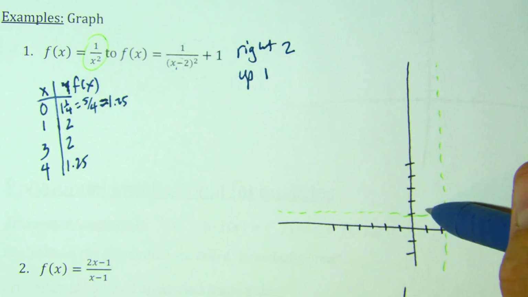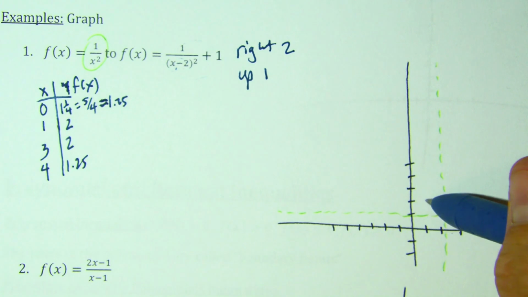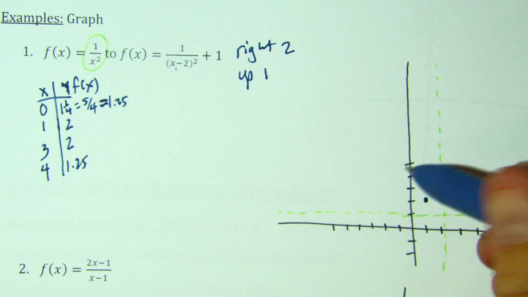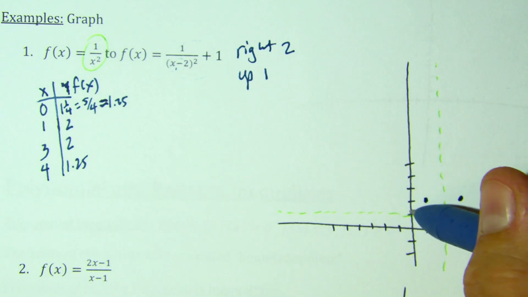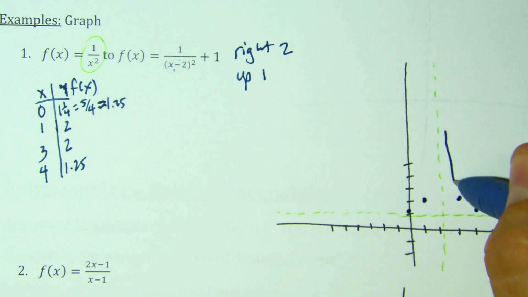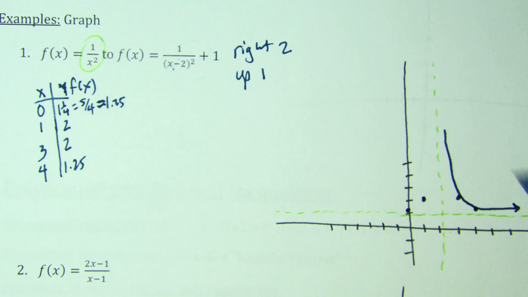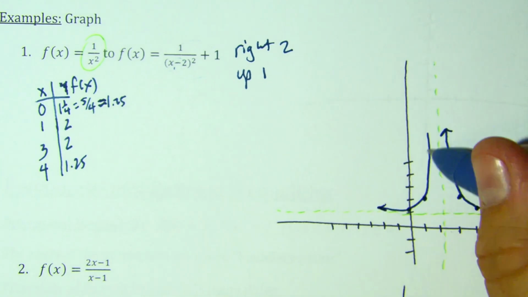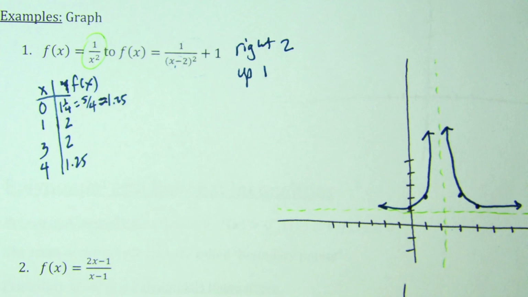At 1, we had 2. And at 3, we also had 2. And at 0, we had 1.25, so just above that asymptote there and just above the asymptote here. And we know the behavior of these graphs. We know the shape of them. So there we go. And that's our graph.